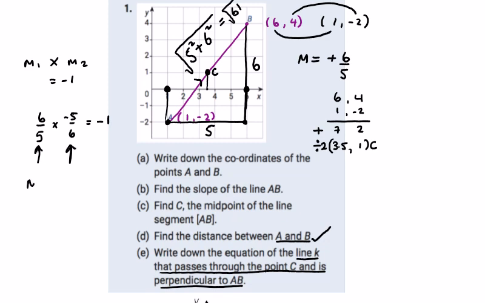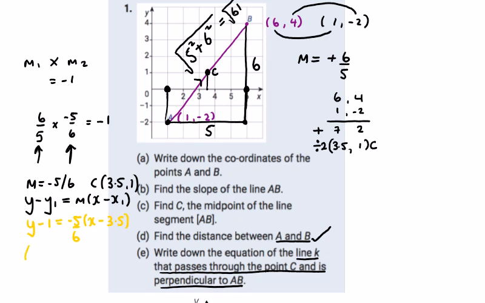So we now have a slope -5 over 6, and we have a point C which is 3.5, 1. And we use this with the equation of a line, which you're always going to write out, which you already have memorized. y minus y1 is equal to m times x minus x1. Then we fill our values in. y minus 1 equals -5 over 6 times x minus 3.5.